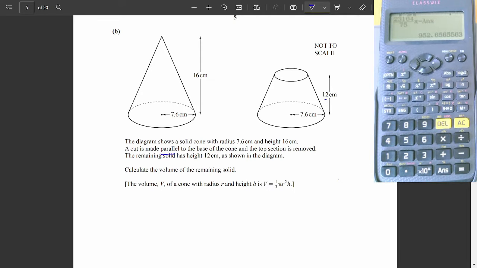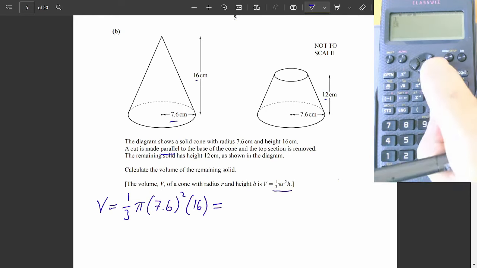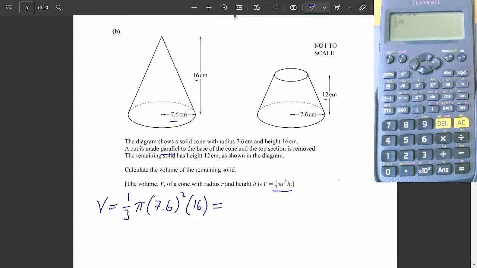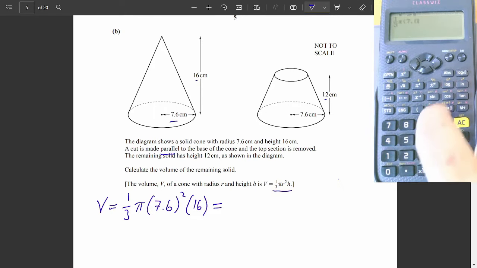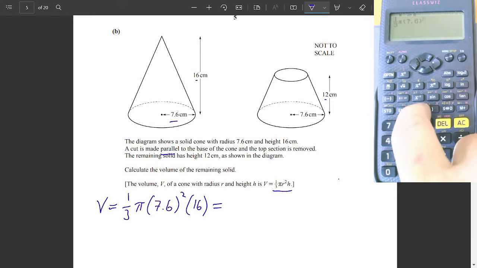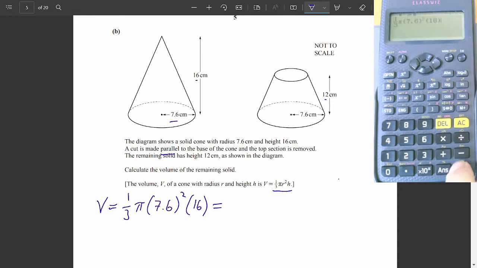Right, so let's start by working out the volume of the big cone on the left, which is using a formula they've given us, a third pi r squared h, the radius, given that to us, 7.6 squared, and the height they've given that to us is 16. This is straightforward. Let's hammer that into our calculator. 1/3 by 7.6 squared and 16. There we go.